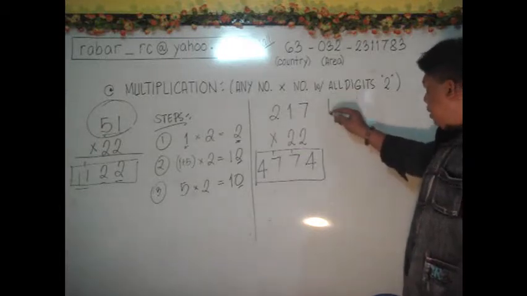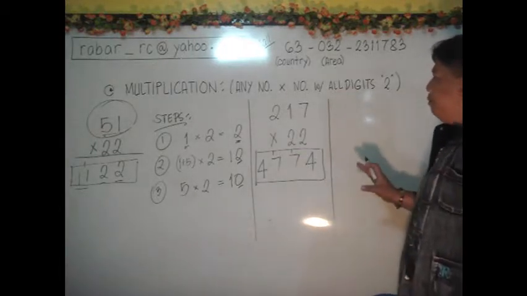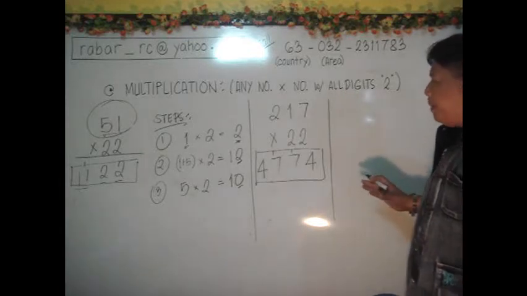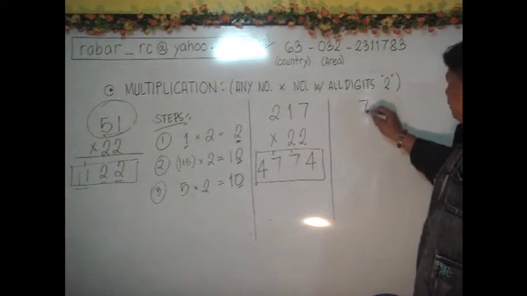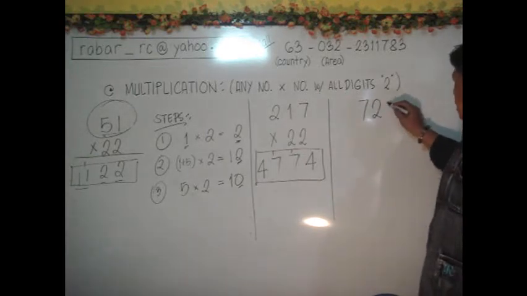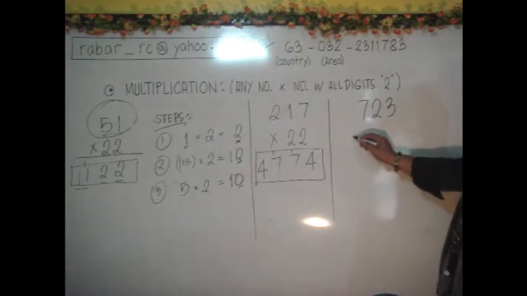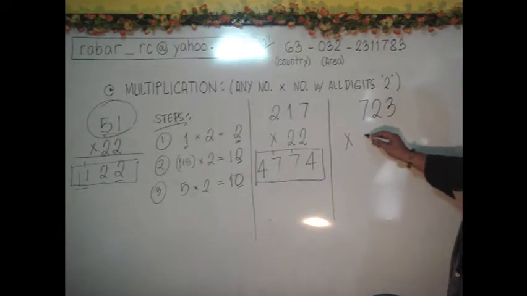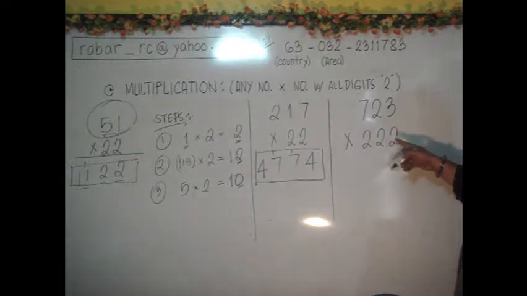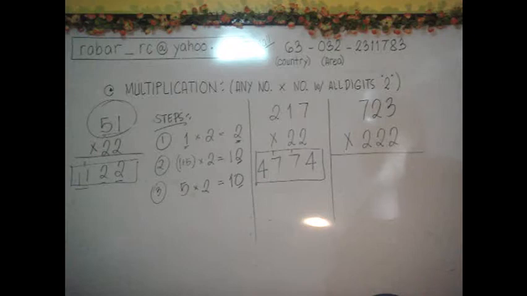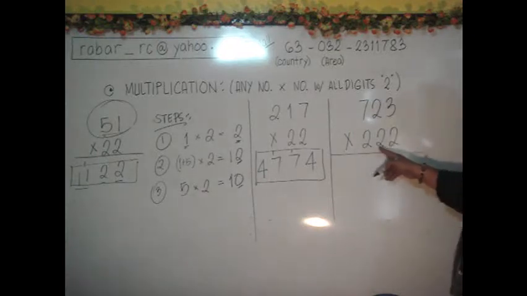More example. This time, a little bit faster. You have here 723, to be multiplied by, this time I'll make it a bigger number here with 2s as digits. This will make 3 2s here, or 222. Again, with the same procedure, but remember we have 3 2s here. The number of 2s is very important here.